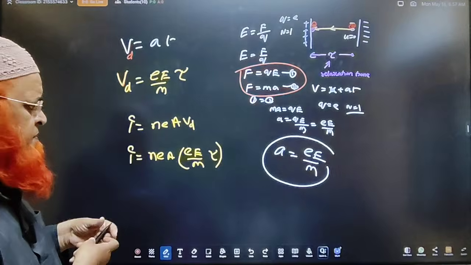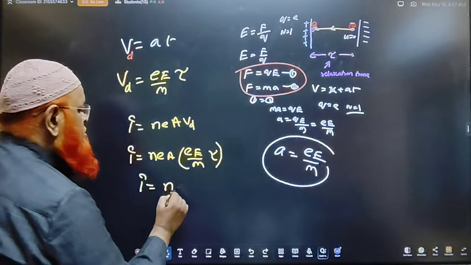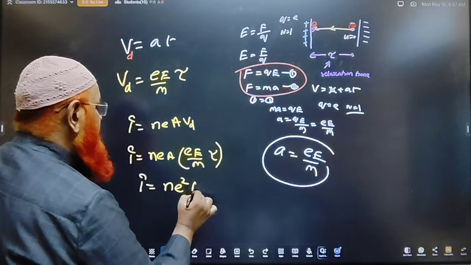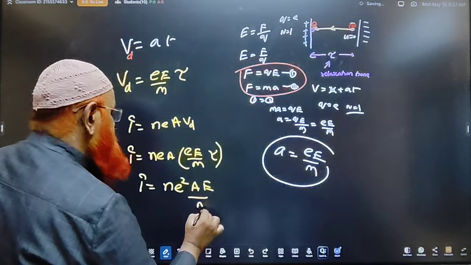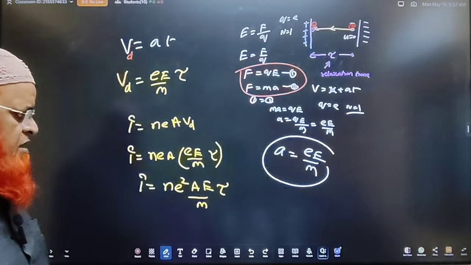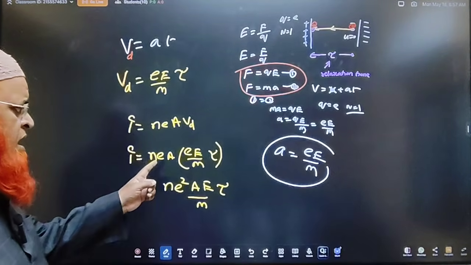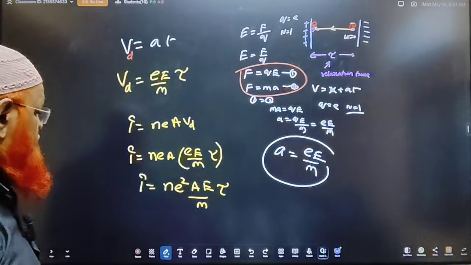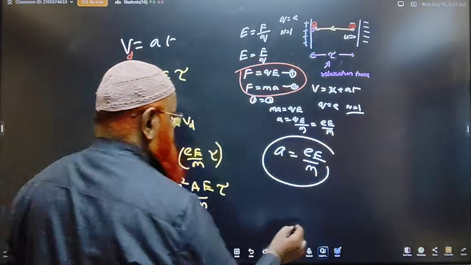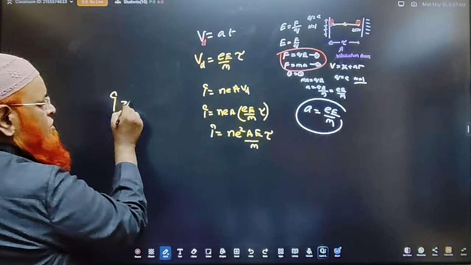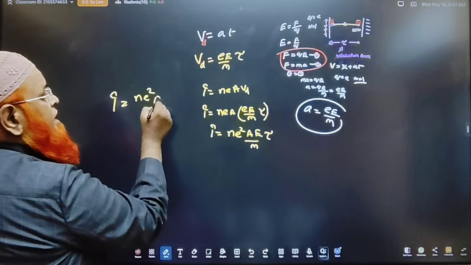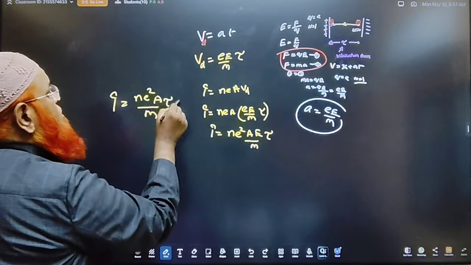So what is this now? I is equal to n e square A into E by m into tau. Understood what I am saying now? So this is a new formula for current. This is a new formula for current. Now just see, I is equal to n e square A E by m into tau.